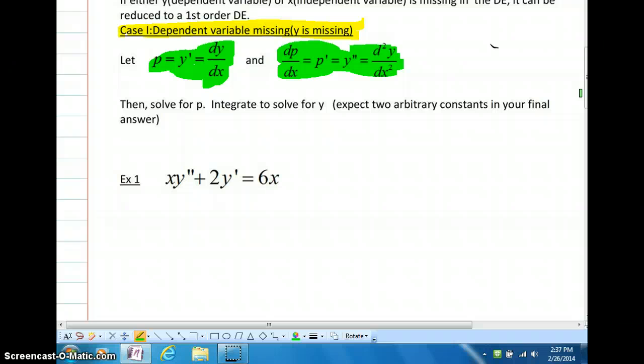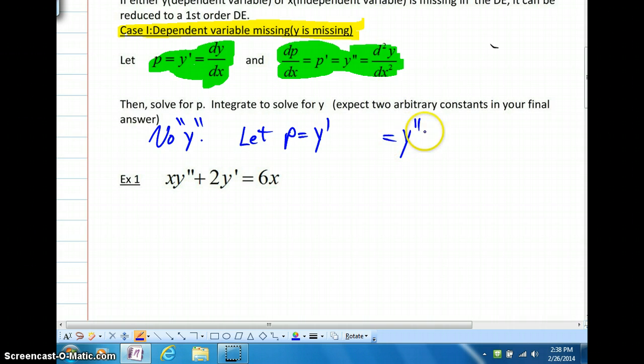So let's take a look at example 1. We've got x y double prime plus 2y prime equals 6x. We can say, wow, this is great. There's no y. So let's let p equal y prime. And then guess what we're going to let equal y double prime? We're going to let p prime equal y double prime. So let's rewrite it.